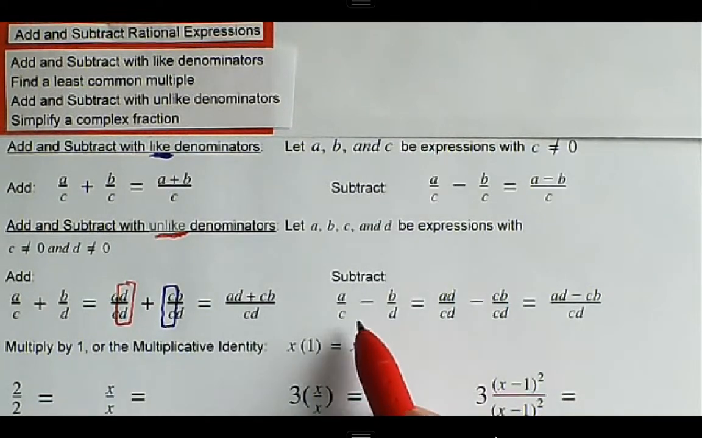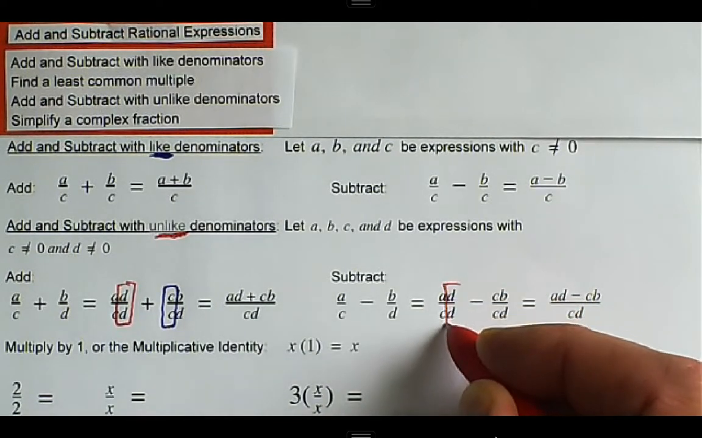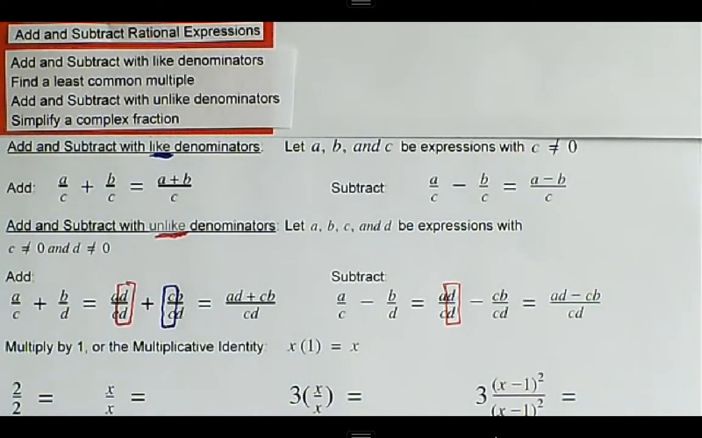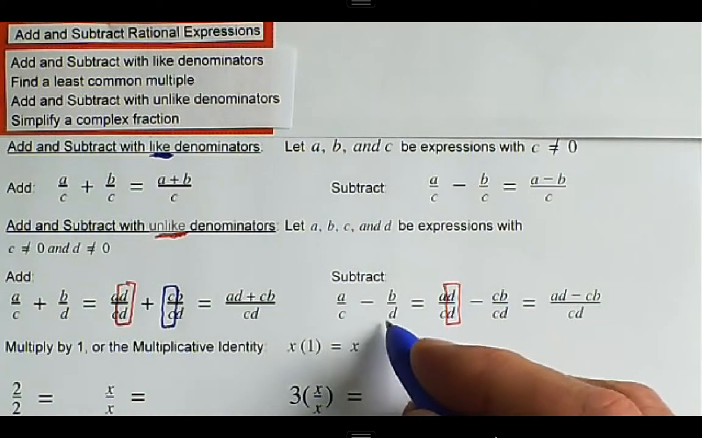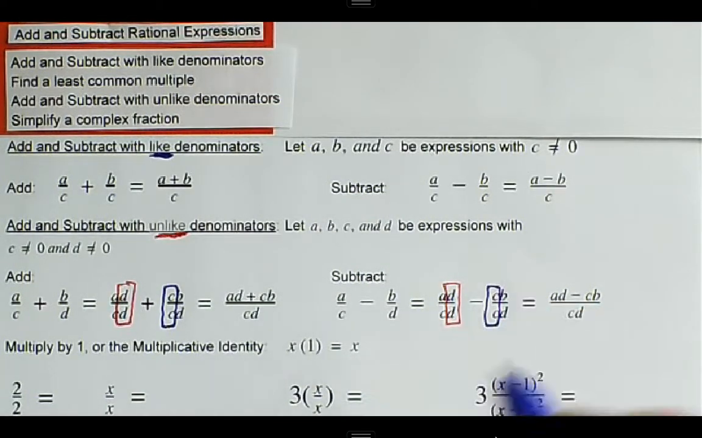We have to have a common denominator. So over here, we're missing the D variable, so we multiply by D divided by D. And over here, we're missing the C variable, so we multiply by C divided by C. And then we get AD minus CB divided by CD.